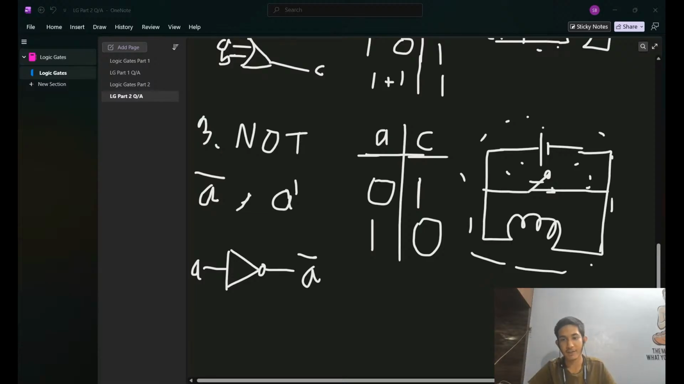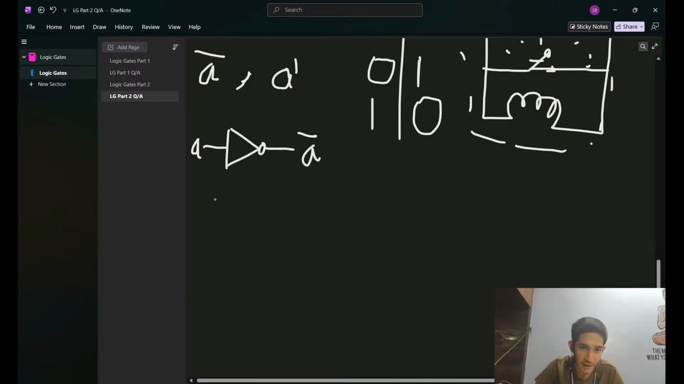But basically, it's not that electricity always chooses the path of least resistance. It prefers the path, okay? It basically mostly takes that path. Some of them just take the other path. Now, the fourth gate is the buffer, okay?